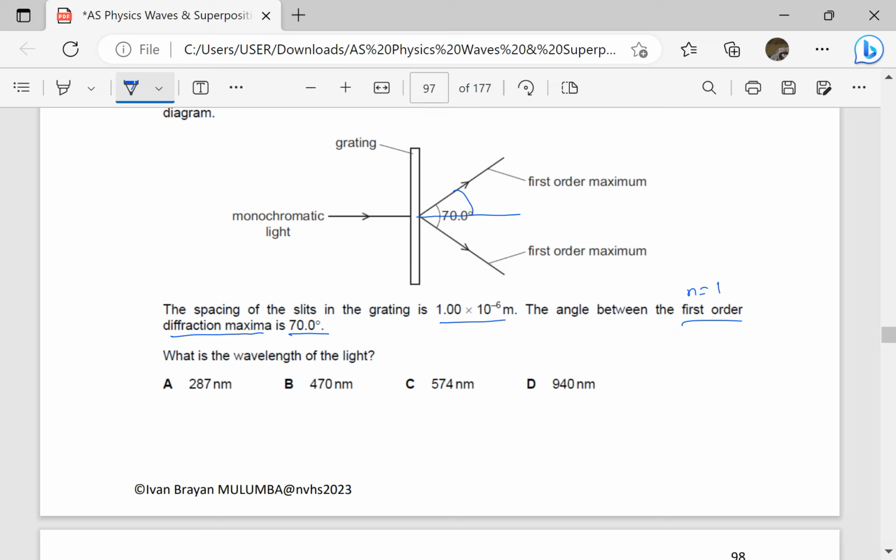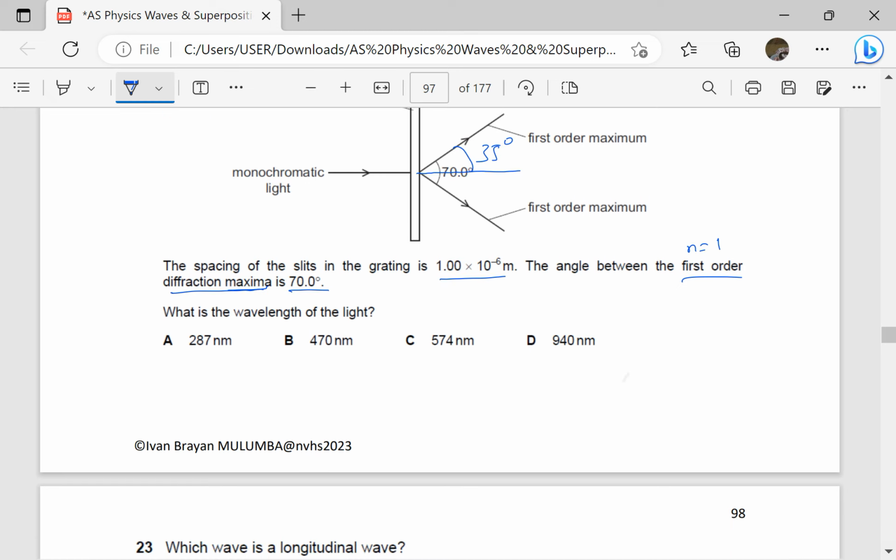The angle theta is always measured from the central bright fringe or from the central maximum. But here they say the angle between the first order diffraction maxima, that is plural, is 70. So that means the angle from the central to the first order maximum on one side is going to be 70 divided by 2, which is 35 degrees. So what is the wavelength of the light?